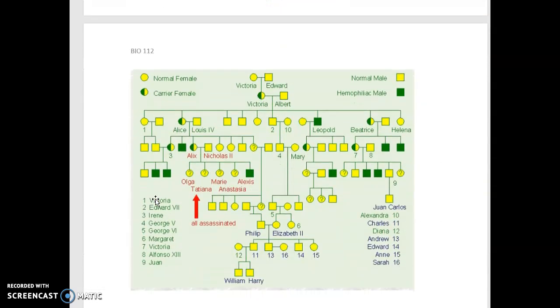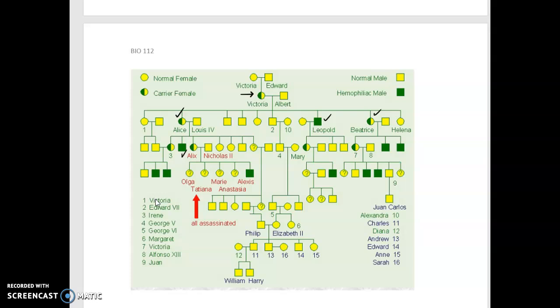You can look at her whole family tree here. Yellows are normal females. The circles that are half green are carriers. Normal males are yellow squares, and hemophilic males are the green squares. So you can see that the problem arose here with Victoria. She gave a defective X to Alice, Leopold, and Beatrice. And then you can follow how the hemophilia is transmitted through the generations.